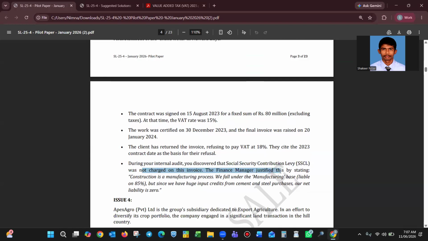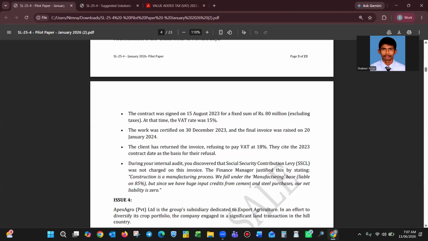The finance manager justified this by stating construction is a manufacturing process. No, it's a service. We are not providing any movable product. We fall under the manufacturing base liable on 85%. But since we have huge input credit from cement and steel purchase, because VAT input you cannot offset from the SSCL input, our net liability is zero.